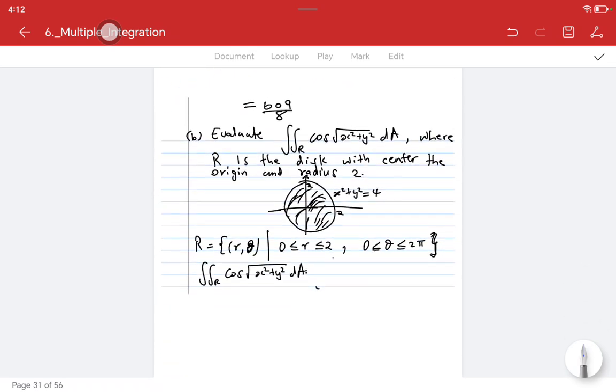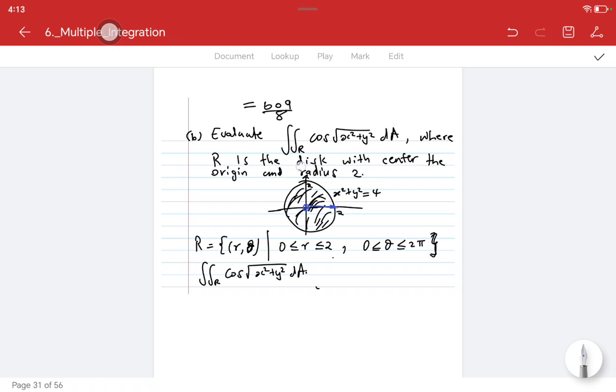Now we come to the second one. Here we are given this. They say that R is the disk with center the origin and radius 2. And the radius is from 0 to 2. In this one, they didn't give us a restriction. They just drew a circle, which is a disk, right?